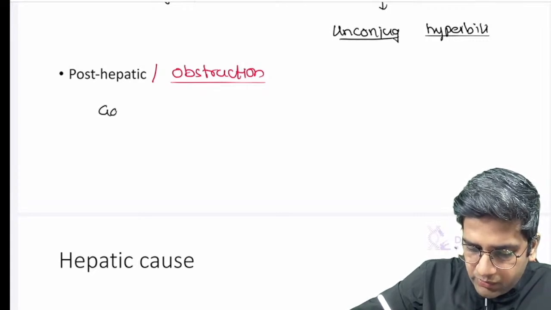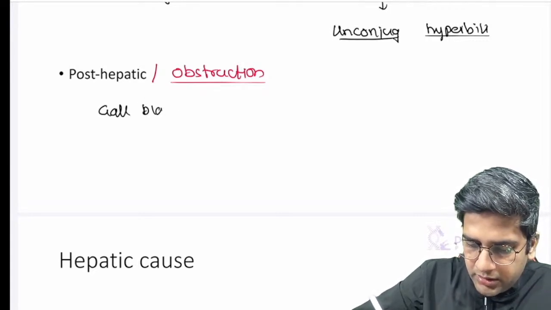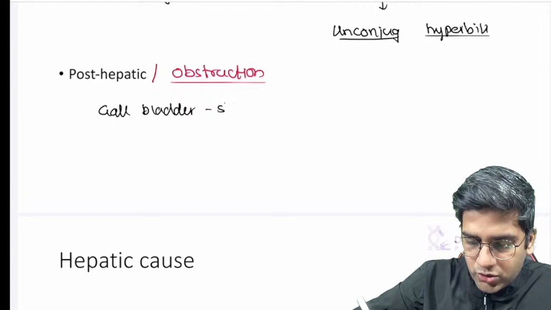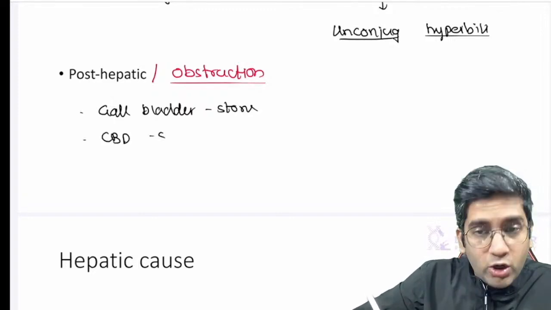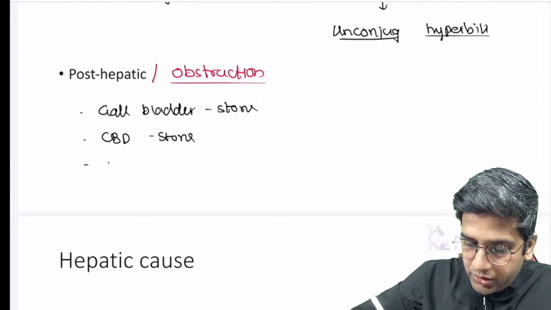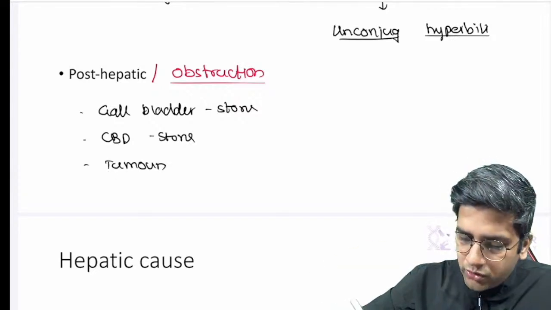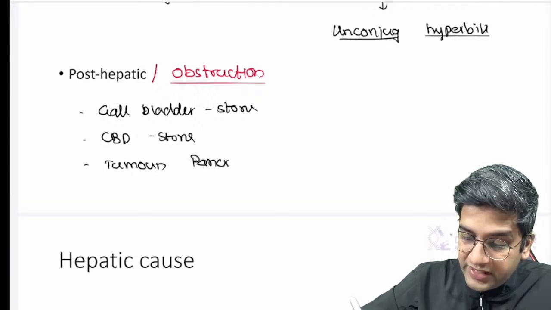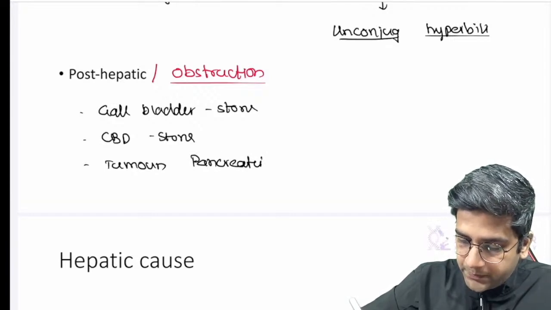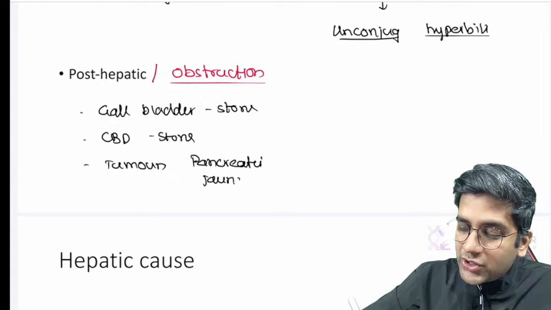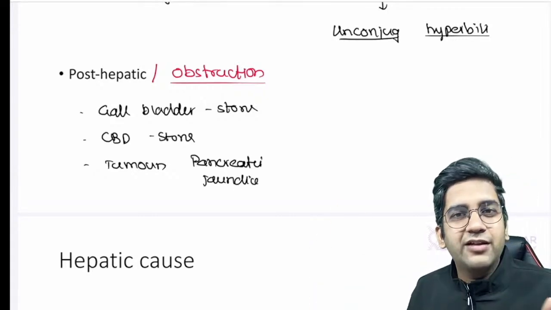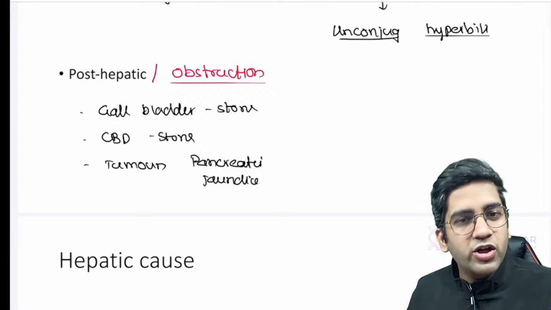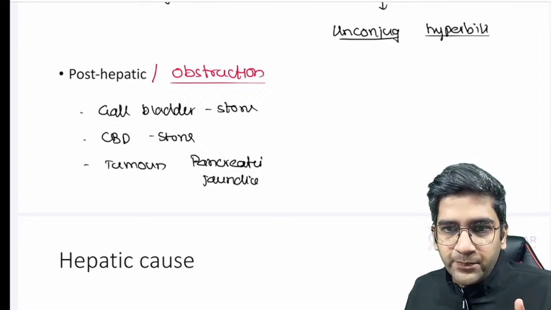It could be starting from your gallbladder. It could be as simple as a gallstone, or it could be your CBD stone. I can have a common bile duct stone, or it could be tumors of the pancreatic head obstructing the outflow. That's a very classical cause of obstructive jaundice. The reason why it's called surgical jaundice is most of these have surgical management. I'm not going to do a medical management for removal of gallbladder calculi or CBD calculi or a pancreatic thing. Fine.